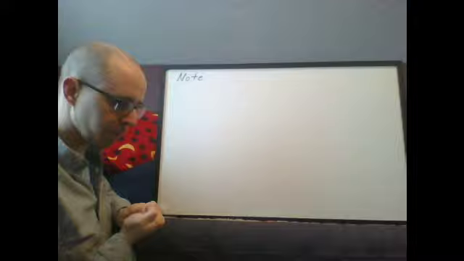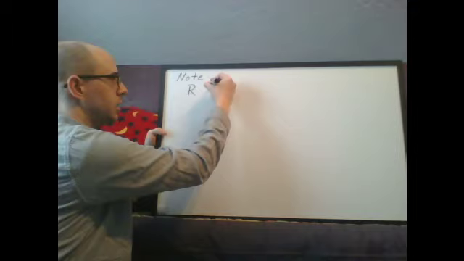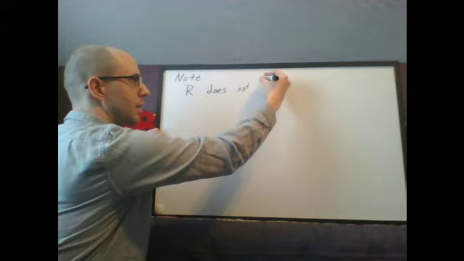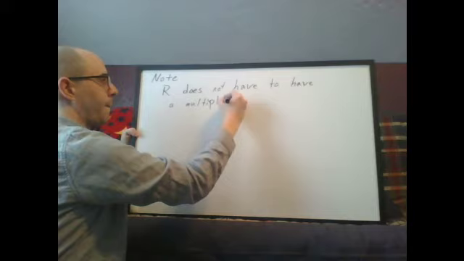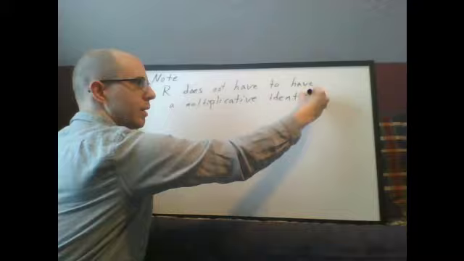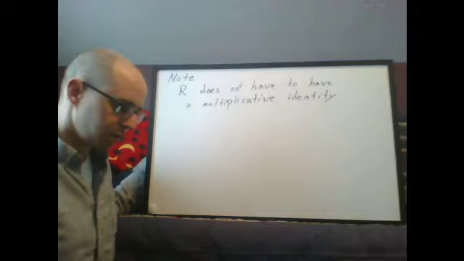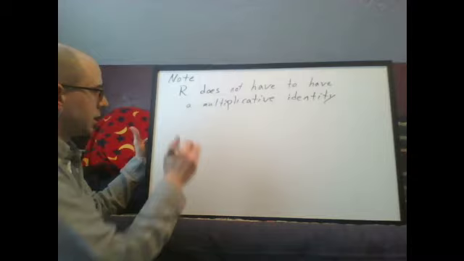The next missing property for multiplication was an identity element. So second note, R does not have to have a multiplicative identity. It has to have an additive identity, which is zero. It doesn't have to have a multiplicative identity. But most of the rings that we'll talk about do have multiplicative identities. So let's define what kind of ring that is.